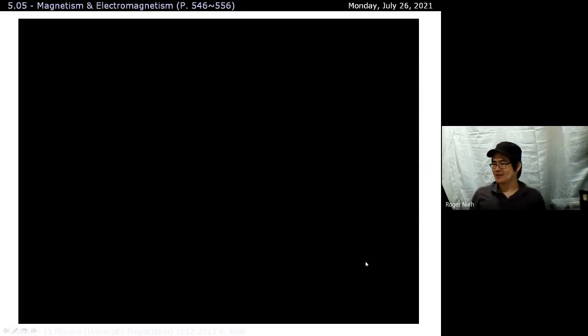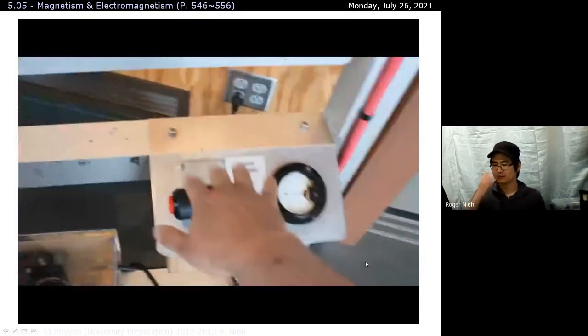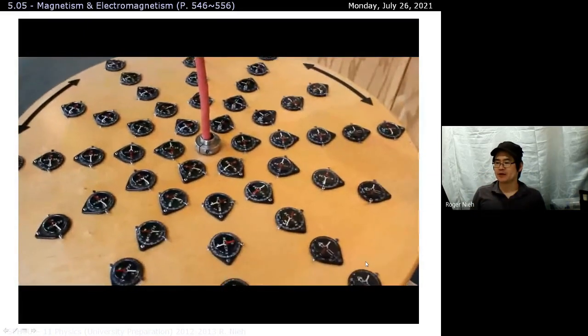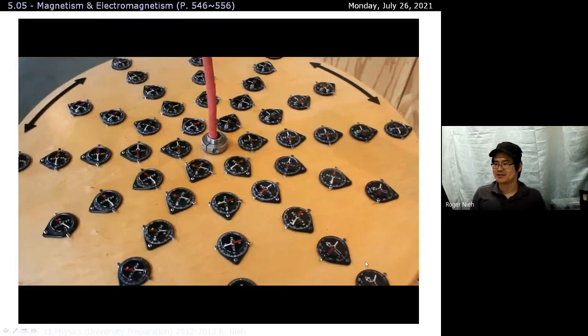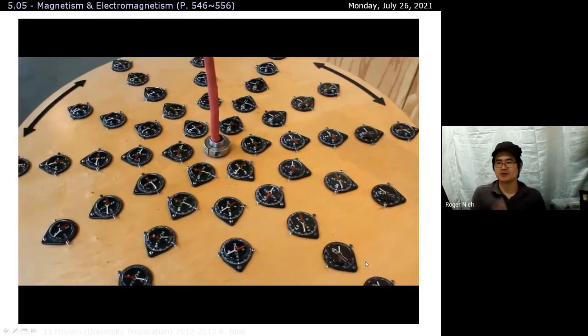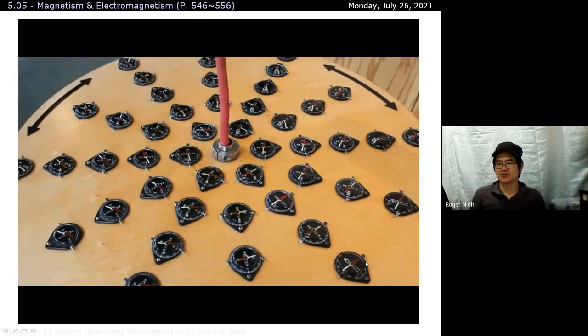Okay. So here it is at the beginning. You can see that they're all lined up relative to the North Pole. Once I allow current to pass through, boom. The ones that are actually still working, because I see some of them are just dead, they'll all line up and form concentric circles around the conductor. And there it is turned off again.